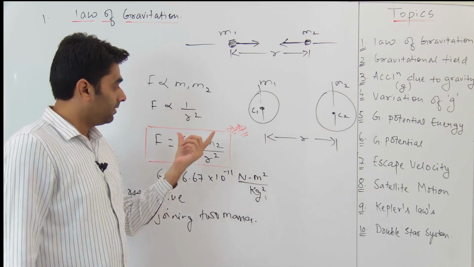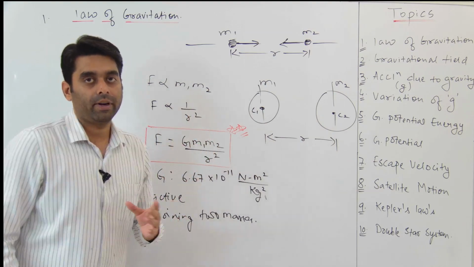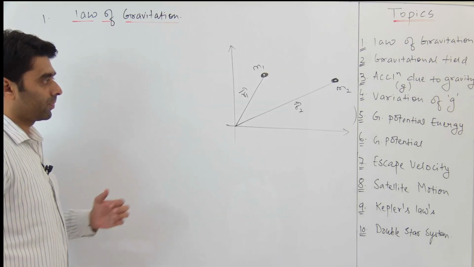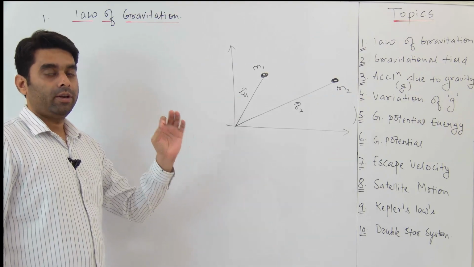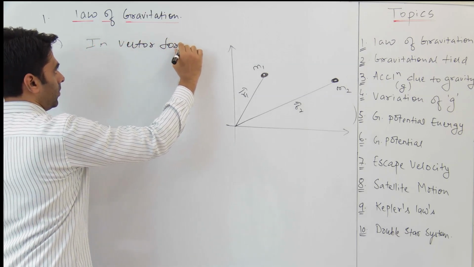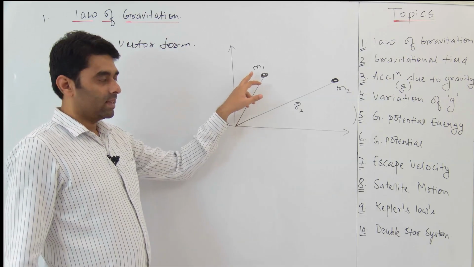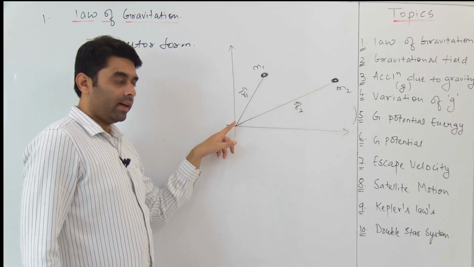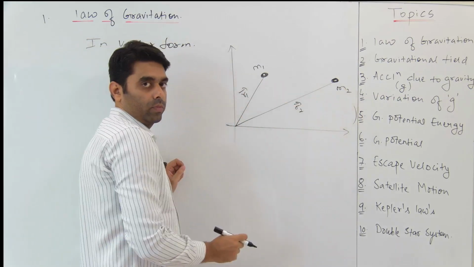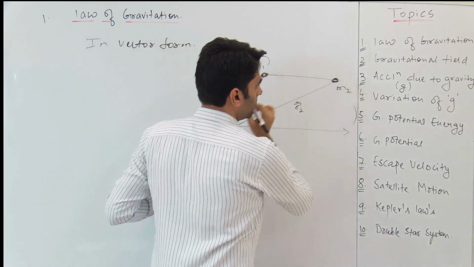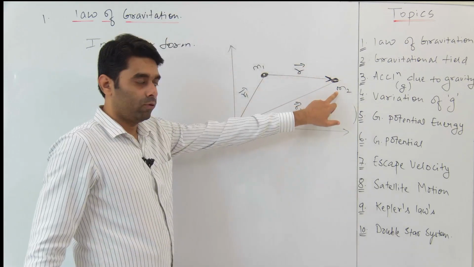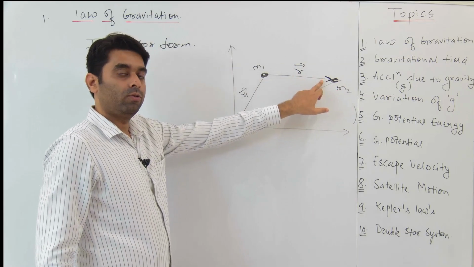We can also write the gravitational law in vector form. So how do we write it in vector terms? Let's consider a situation where two masses m1 and m2 are there, and their position vectors are r1 vector and r2 vector. If we want to find the force on 2 due to 1, let's consider the separation between them as r. This r vector is the position of 2 with respect to 1.